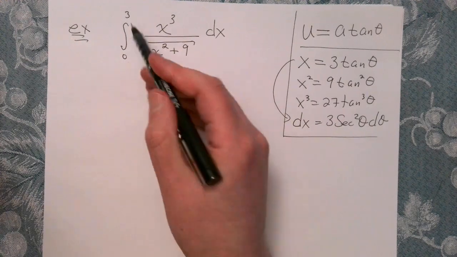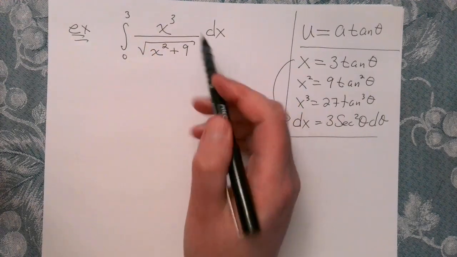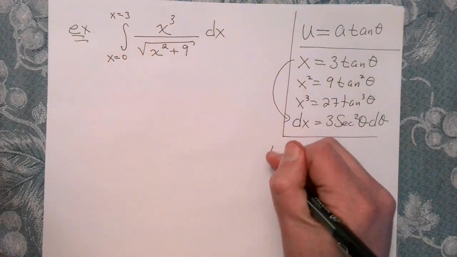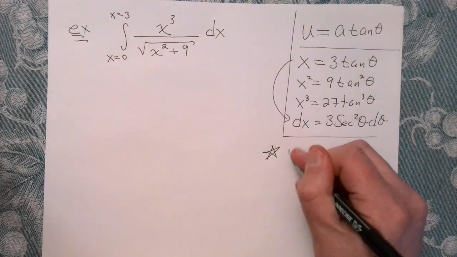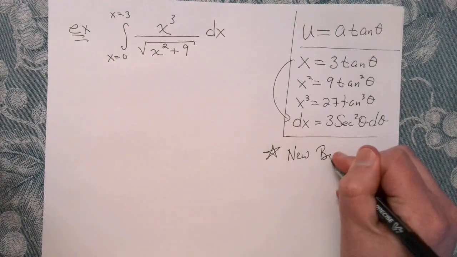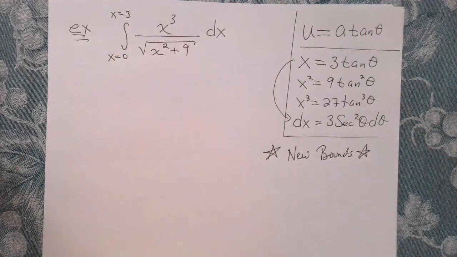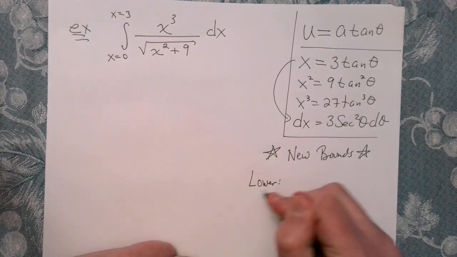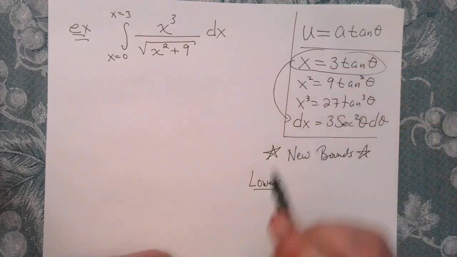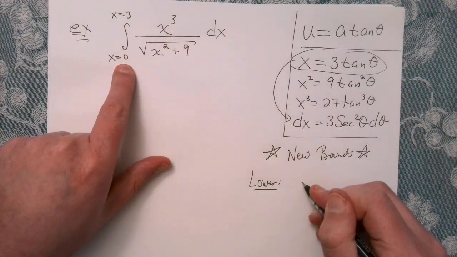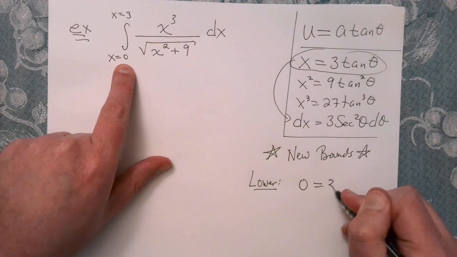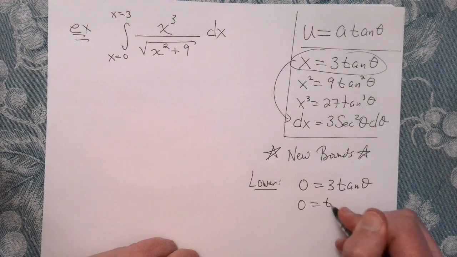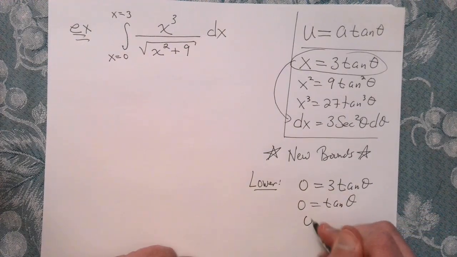Remember, we need new bounds. These bounds are specific to variable x, right? So change variables, change bounds each and every time. So we need new bounds. So for my lower, let's see how this works. I want to use my substitution statement. X goes in for x, and I need a theta. So divide each side by 3, and it looks like theta is 0.